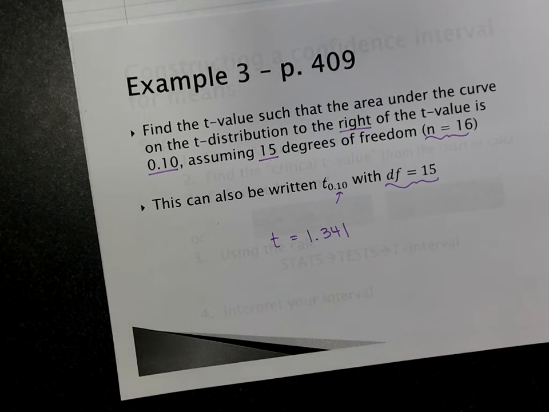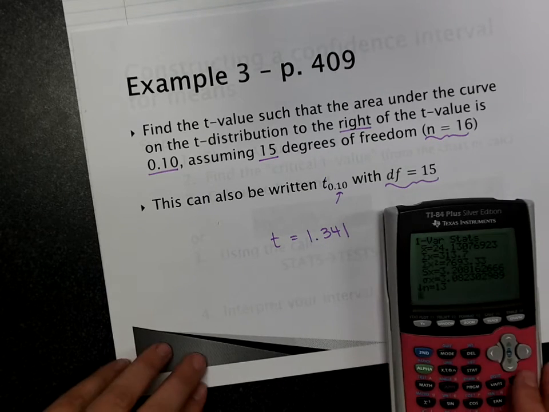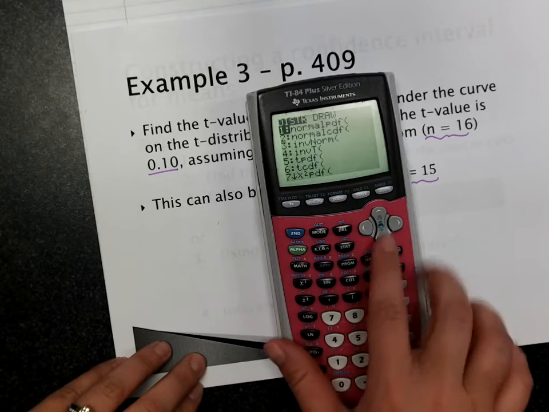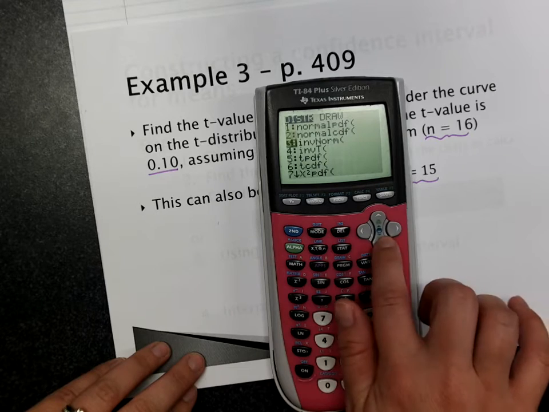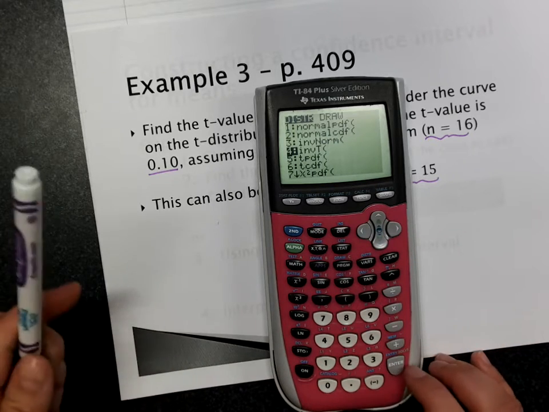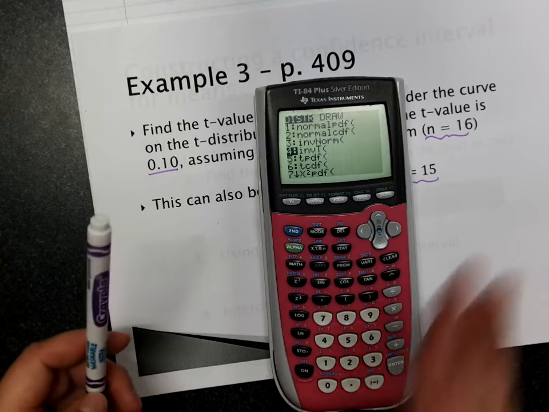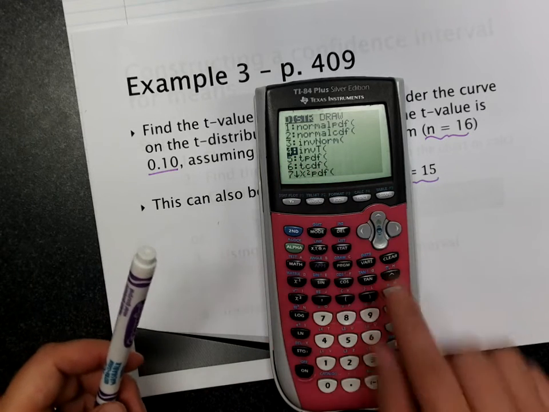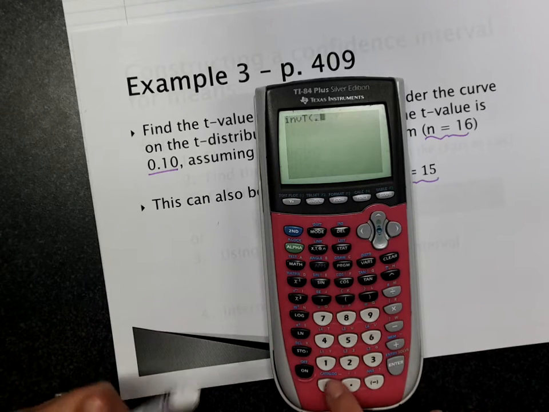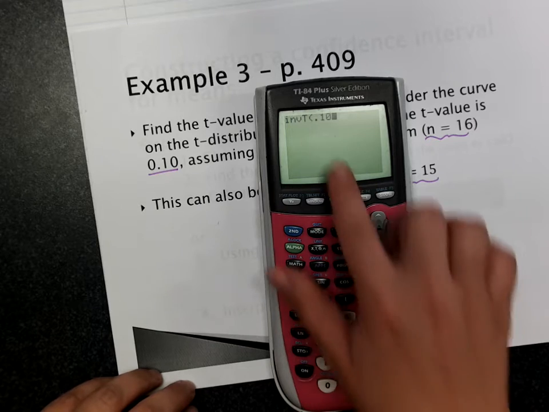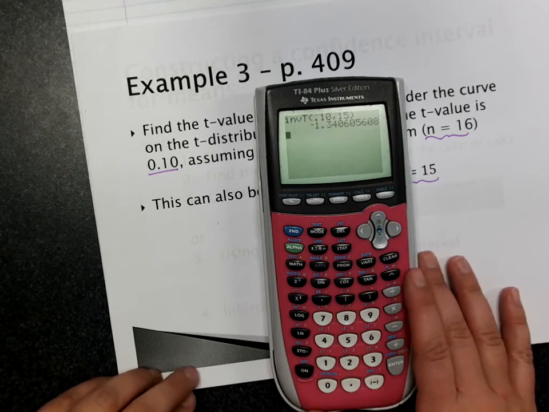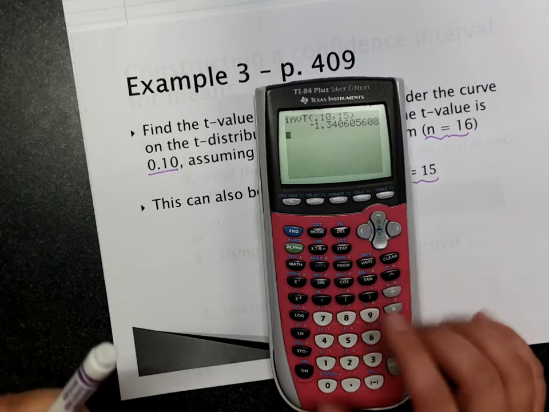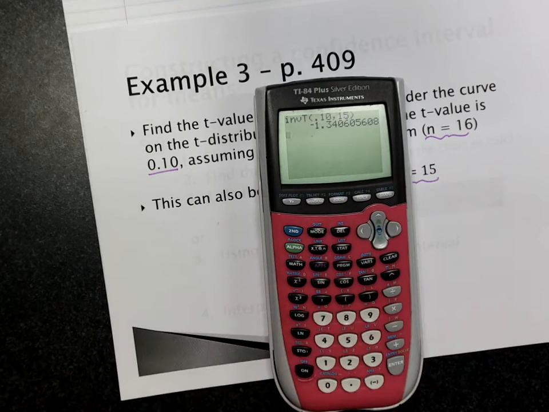You can also get this in the calculator. Let me show you. By doing second vars, and the fourth option is inverse t. Now the older calculators, the older TI-83s do not have this feature, but that's okay because you have your chart. If you have a TI-84, go to inverse t and put in the area 0.10, the degrees of freedom 15. It takes it a minute, but it will give you the same value. It always gives you a negative, but we don't need to worry about the negative.